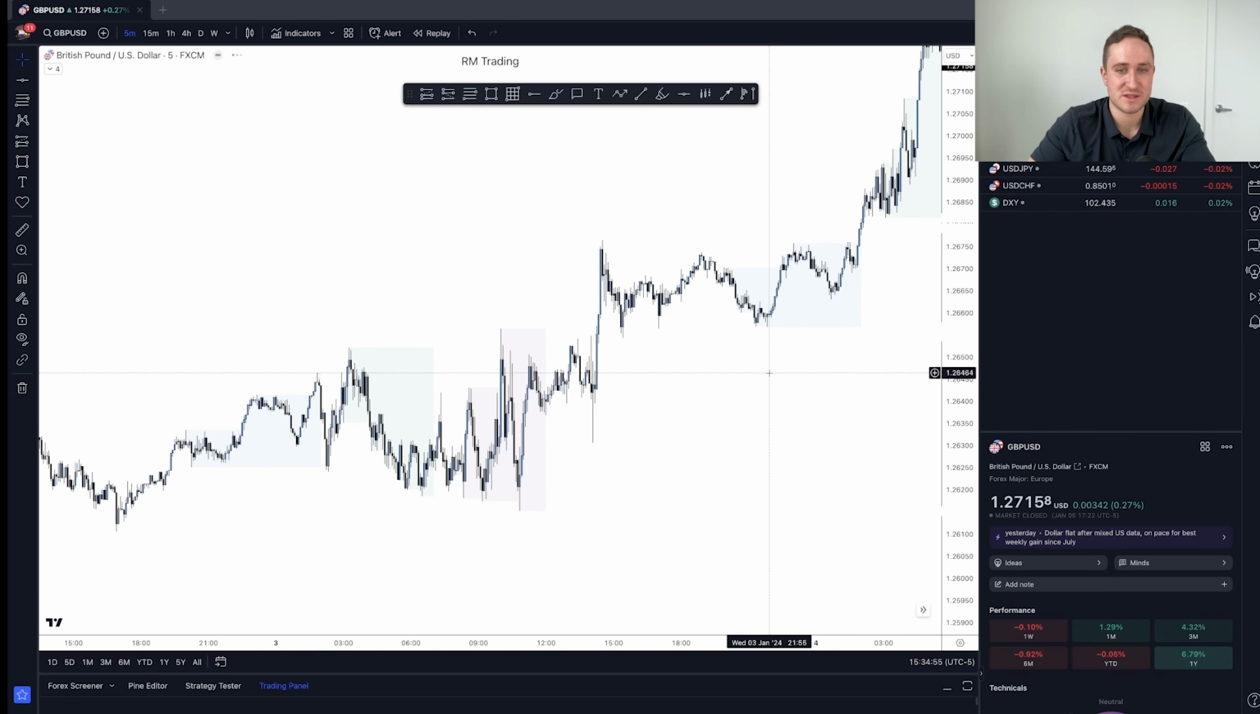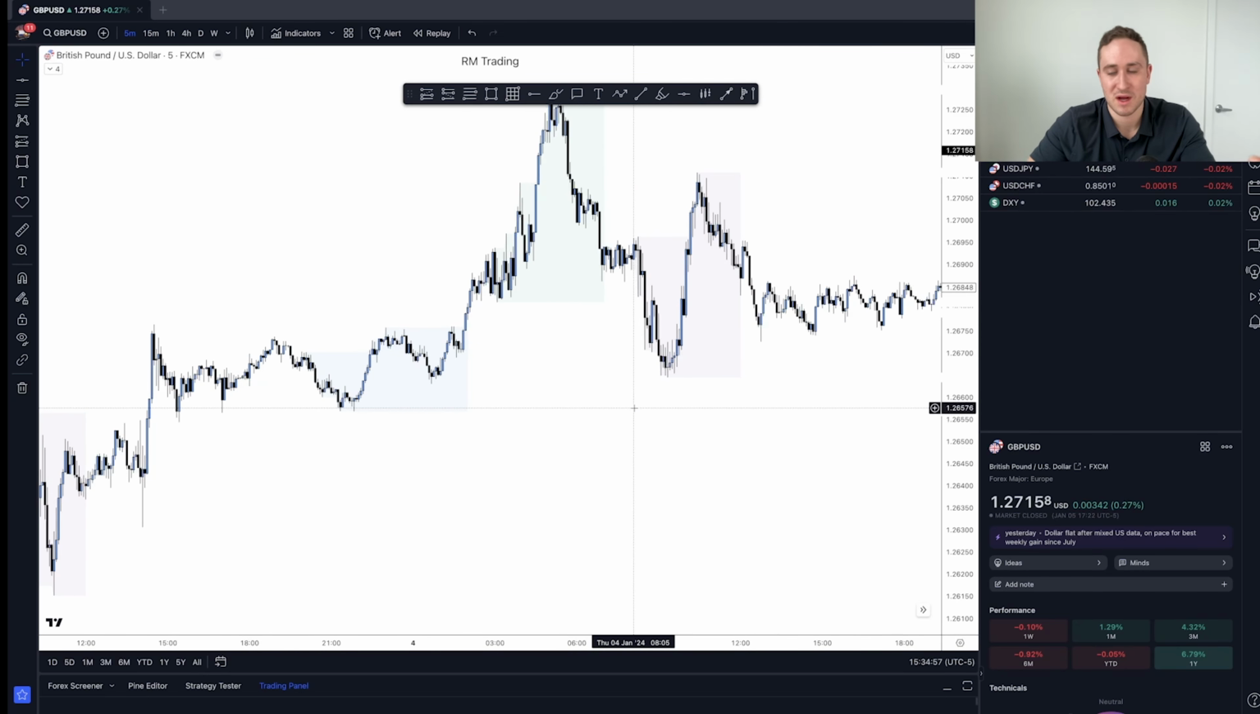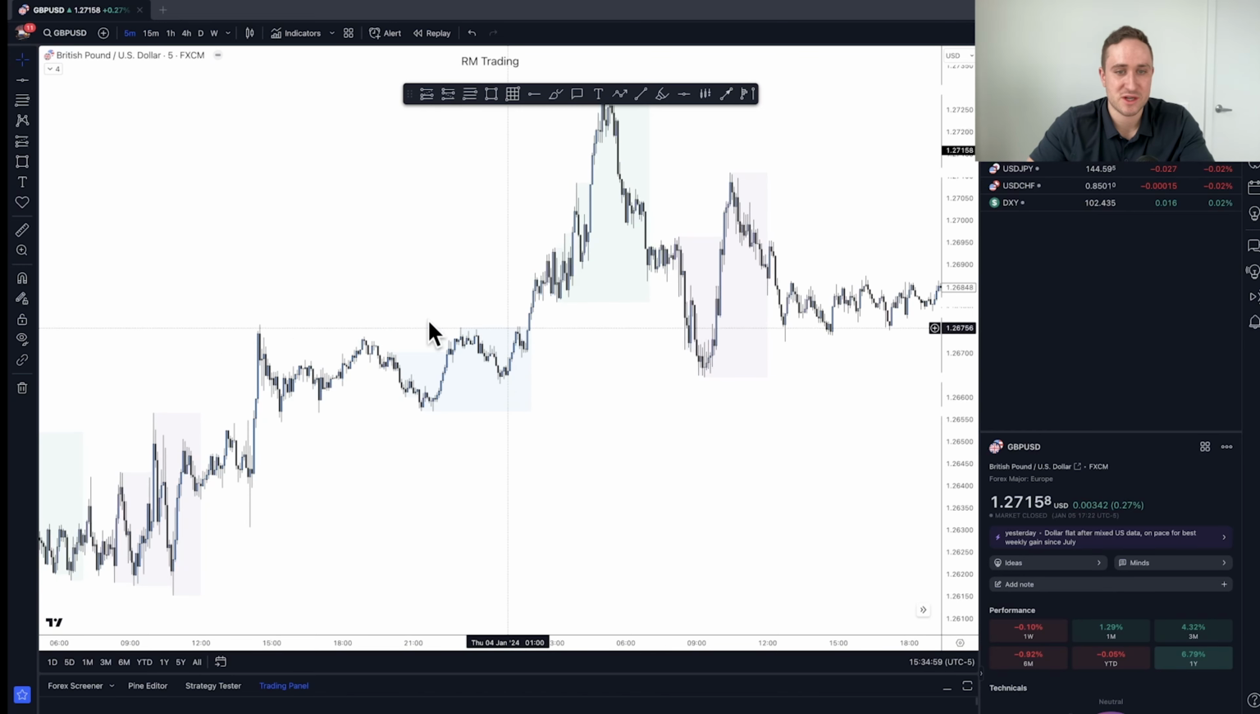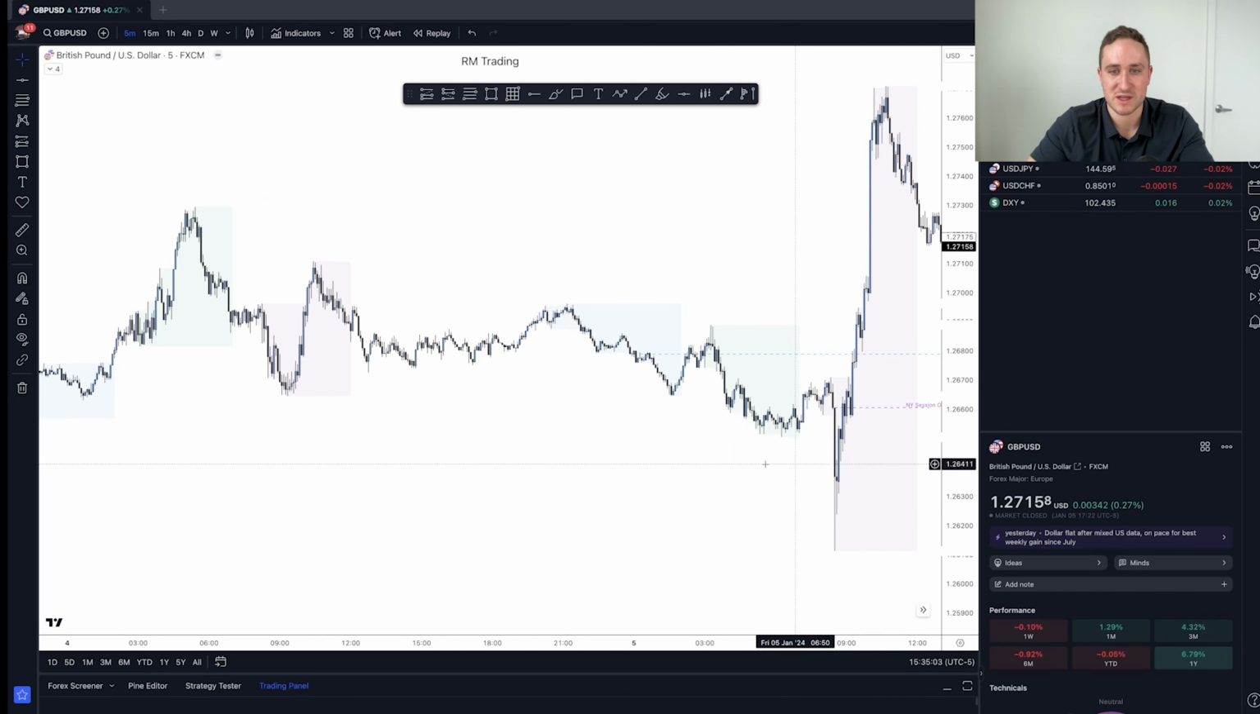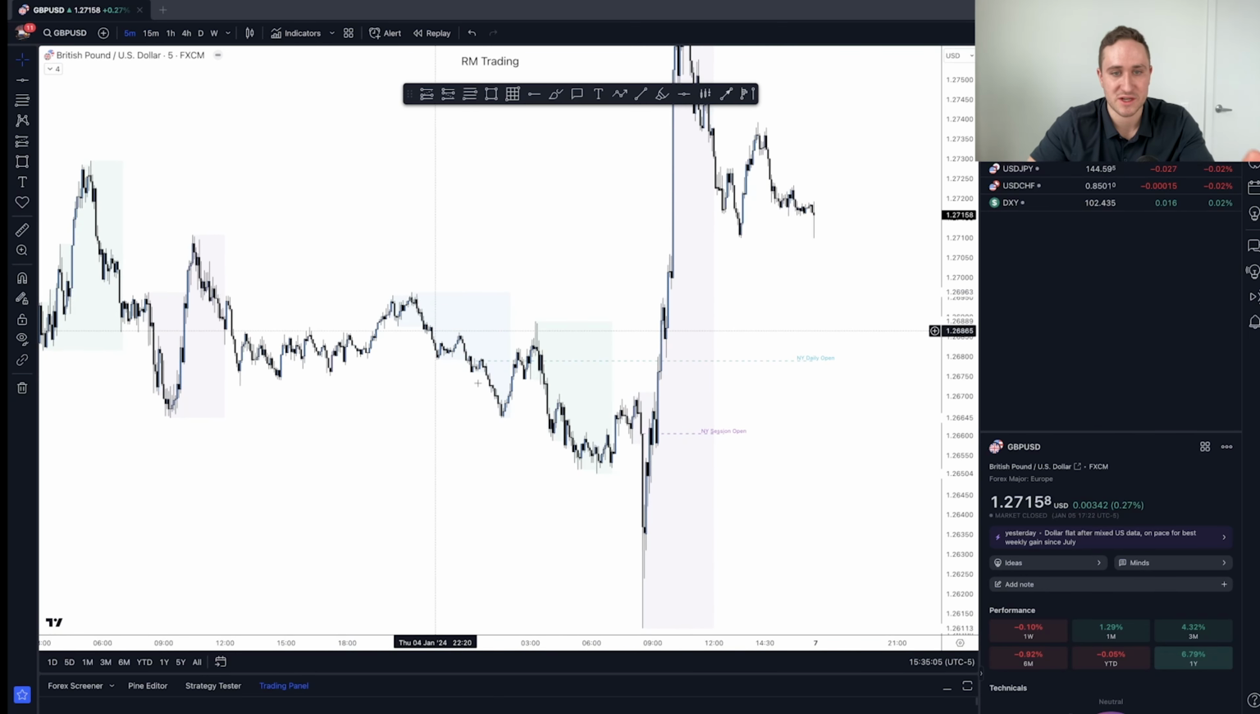So right here, you can see the difference in session volatility, right? Look at Asia. Asia usually ranges. London is nice, and then New York is nice. And it's pretty much like clockwork, right? Look at the difference. Asia, London, New York session, right?